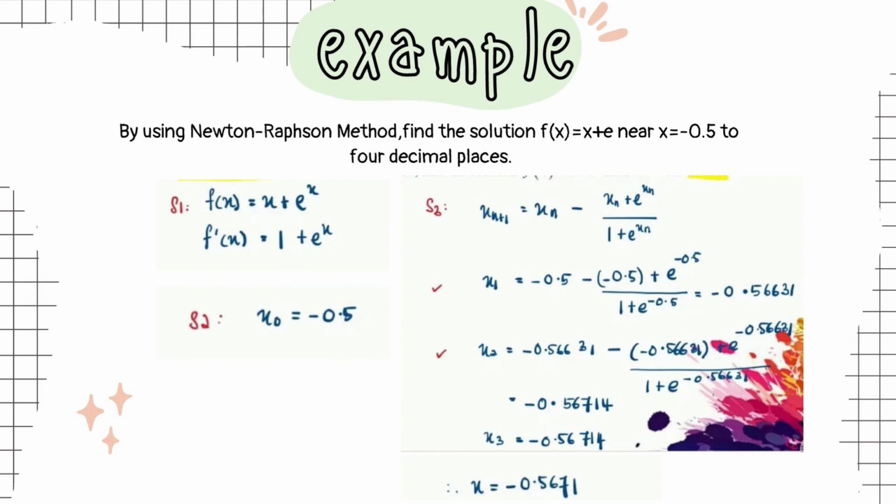0.56714. As you can see here, the answers for x2 and x3 are the same, so we call this the stopping criteria. That means we have to repeat the process of iteration until the answers agree to a specific number of decimal places. As you can see here, x2 we get negative 0.56714, and x3 we get negative 0.56714, same as x2. So we can stop here and conclude the answer as x = negative 0.56714.